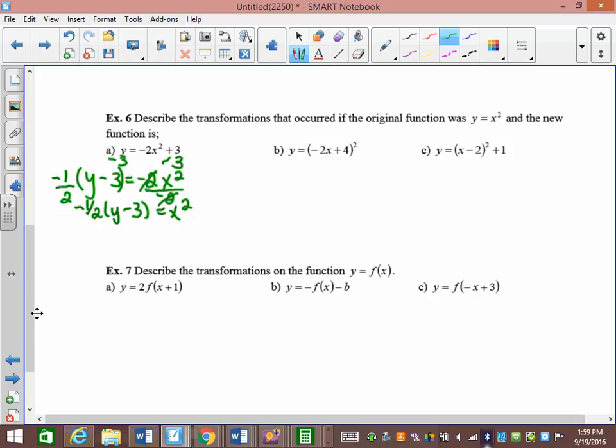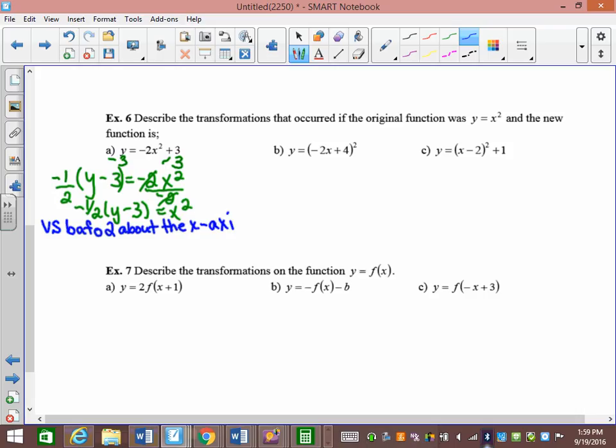So, I have to go stretch, reflect, translate, SRT, right? These are all with the y's. So it's going to be a vertical stretch, it's going to be a vertical translation, and it's going to be a reflection about the x-axis. So, I have a vertical stretch by a factor of 2. Then we'll flip it about the x-axis.